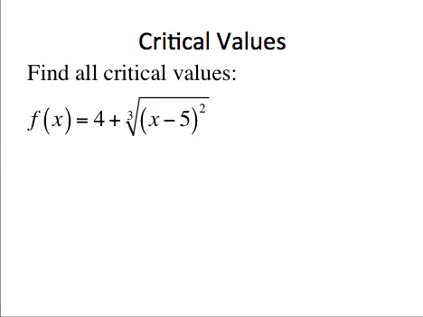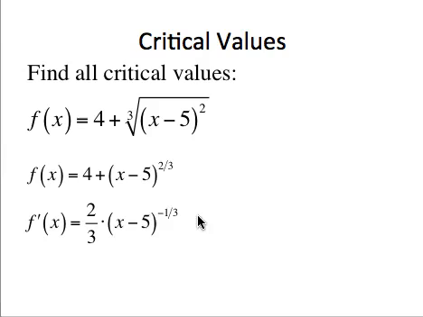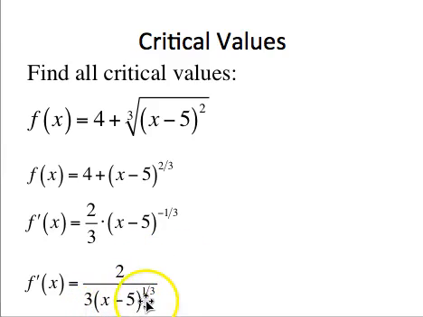F of x is 4 plus the cube root of x minus 5 squared. We need to take a derivative, but let's rewrite this first as f of x is 4 plus x minus 5 to the 2/3 power. Taking the derivative of 4 is 0, but the derivative of x minus 5 to the 2/3 is 2/3 times x minus 5 to the 2/3 minus 1, or 2/3 times x minus 5 to the negative 1/3. Let's rewrite this as 2 over 3 times x minus 5 to the 1/3 power. And the 1/3 power is just the cube root.